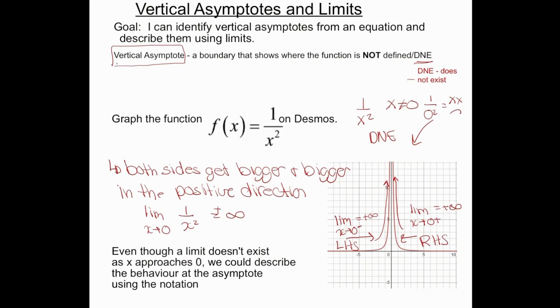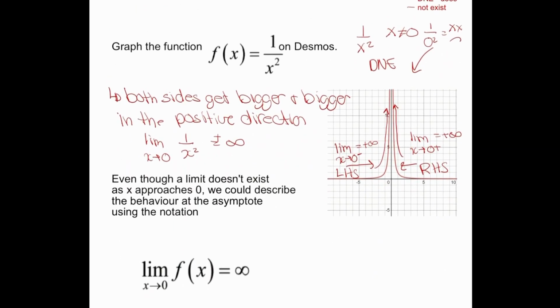So even though the limit doesn't exist as x approaches 0, we could describe the behavior at the asymptote using our notation that the limit as x approaches 0 of f of x is equal to infinity, or positive infinity if you wanted to think of it that way. We can test this by looking at what happens as x approaches 0 from both sides.